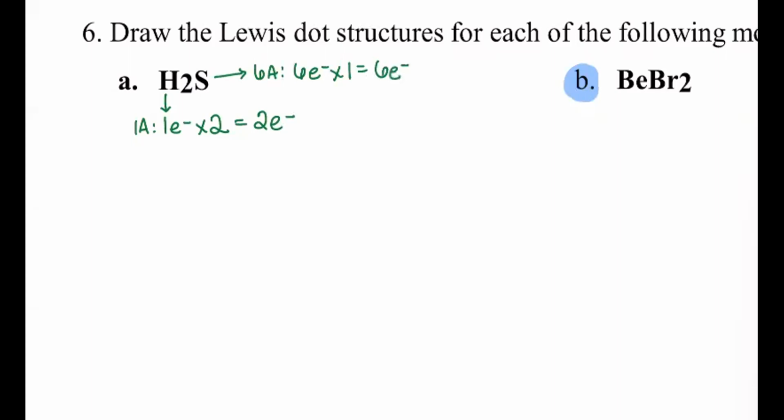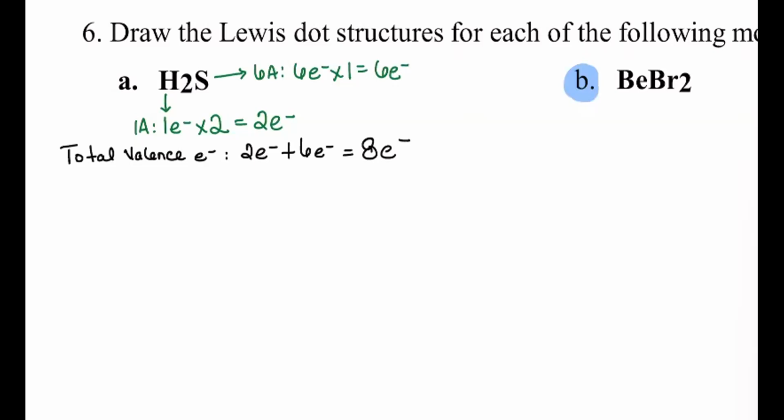So when I'm trying to determine the total number of valence electrons available for bonding, I'm going to do 2 electrons plus 6 electrons. So that means that to build the Lewis dot formula for H2S, okay, I know that overall there's 2 from the hydrogen, 6 from the sulfur, so there are 8 electrons available for bonding, okay?